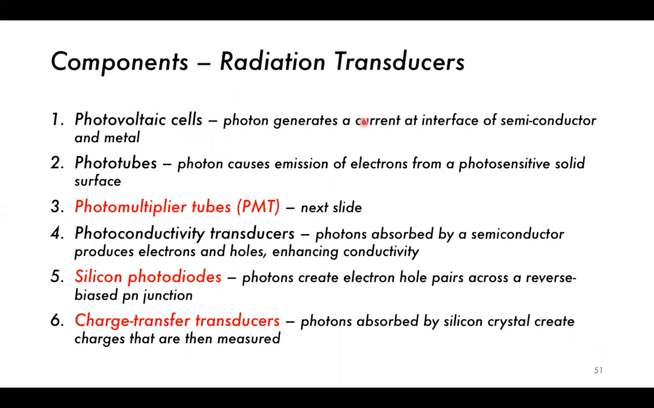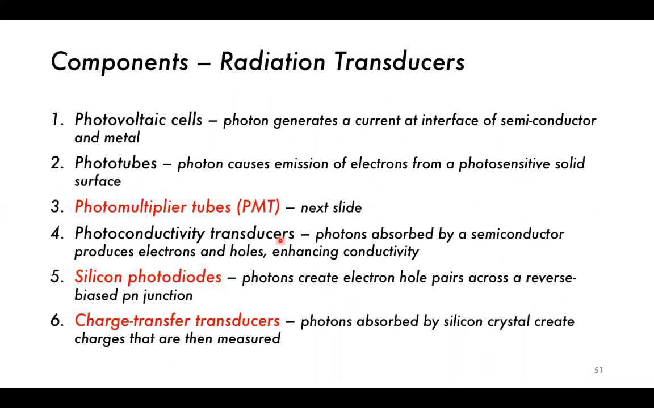This is where the light or the radiation or the photon packet interacts with the surface of the material and creates an electrical current. The phototubes then, a photon causes emission of electrons from a photosensitive solid surface. So again, the light is incident on the surface of some sort of material, and it ejects electrons from that. Those electrons can then be detected and create an electrical current. Photomultiplier tubes, we'll talk about in the next slide.